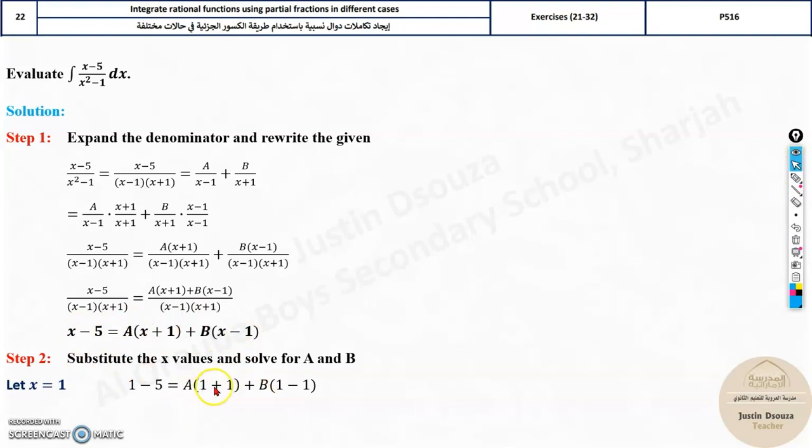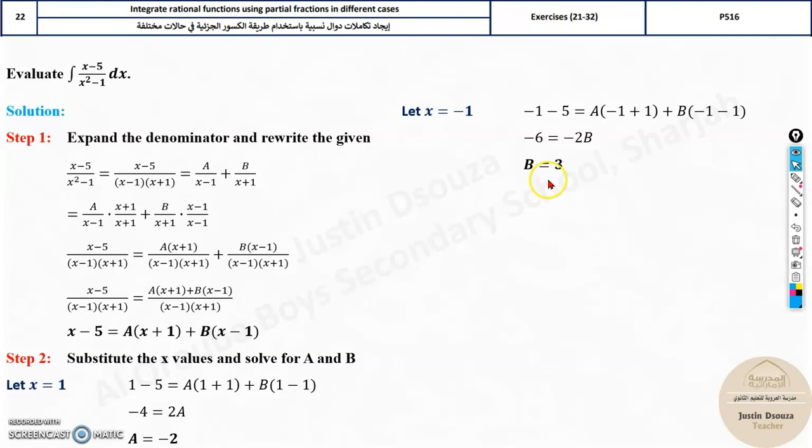What's going to happen? One of the terms just cancels off, that is b is gone. 1 minus 1 is 0. Solve the remaining term. You can use the calculator directly also. You will get a as negative 2 and continue it. For what? X equals negative 1 now. Same thing, substitute, the other term will be cancelled off and b value is 3. So you got a and b value.